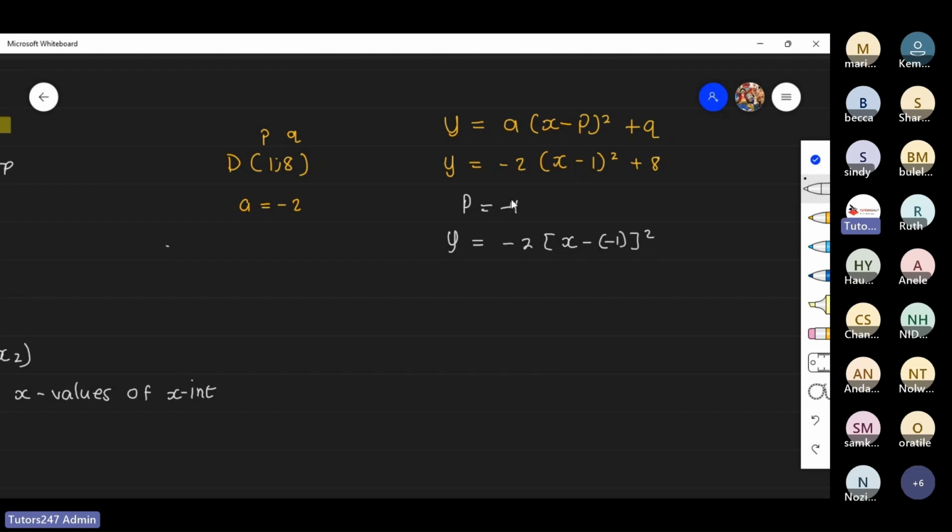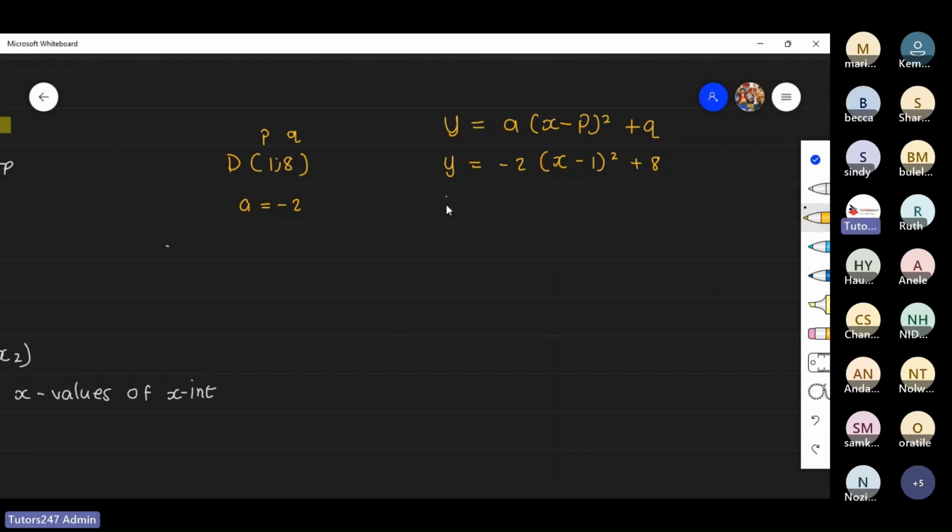So don't leave out the negative because the form already has a negative. Be very careful with that. If the value of P is -1, you'll substitute that value of -1, resulting in x plus 1. Okay, so be very careful with that. If you leave out the negative sign or if you substitute incorrectly, your equation is going to be wrong.